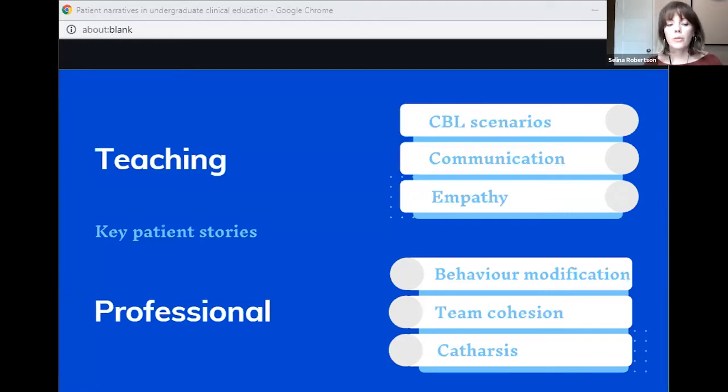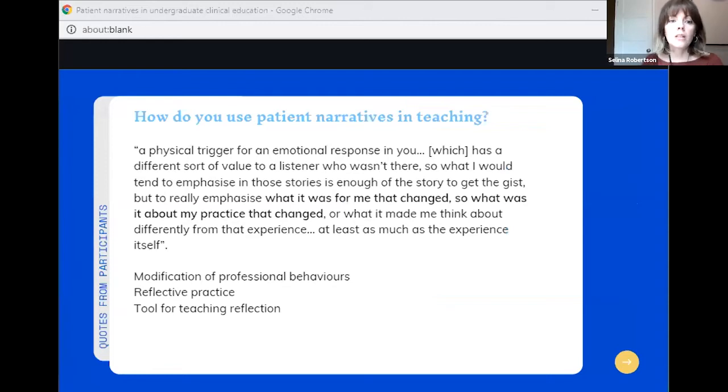And I'd like to share with you just one direct quote from one of the participants that I think illustrates how broad-ranging patient narratives can be. This was in response to the question about using patient narratives in their teaching. So allow me to read it for you.